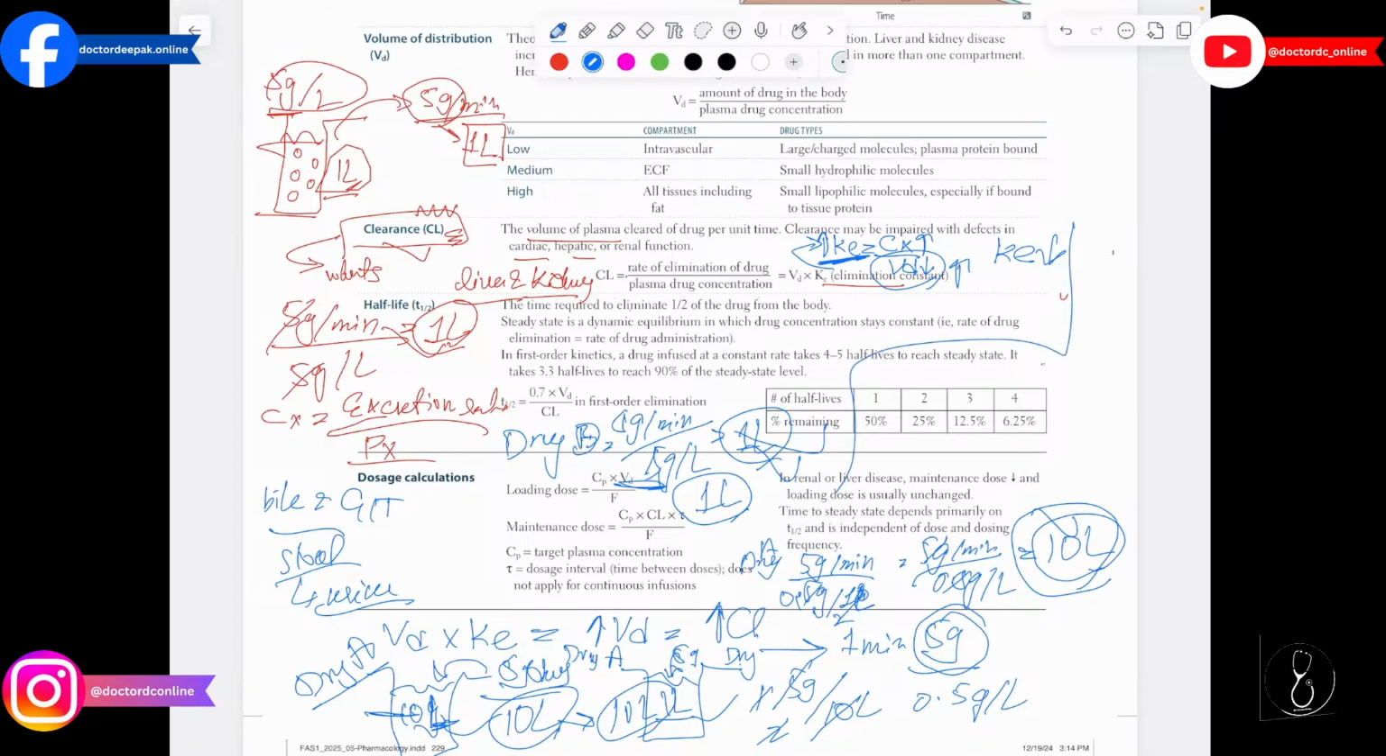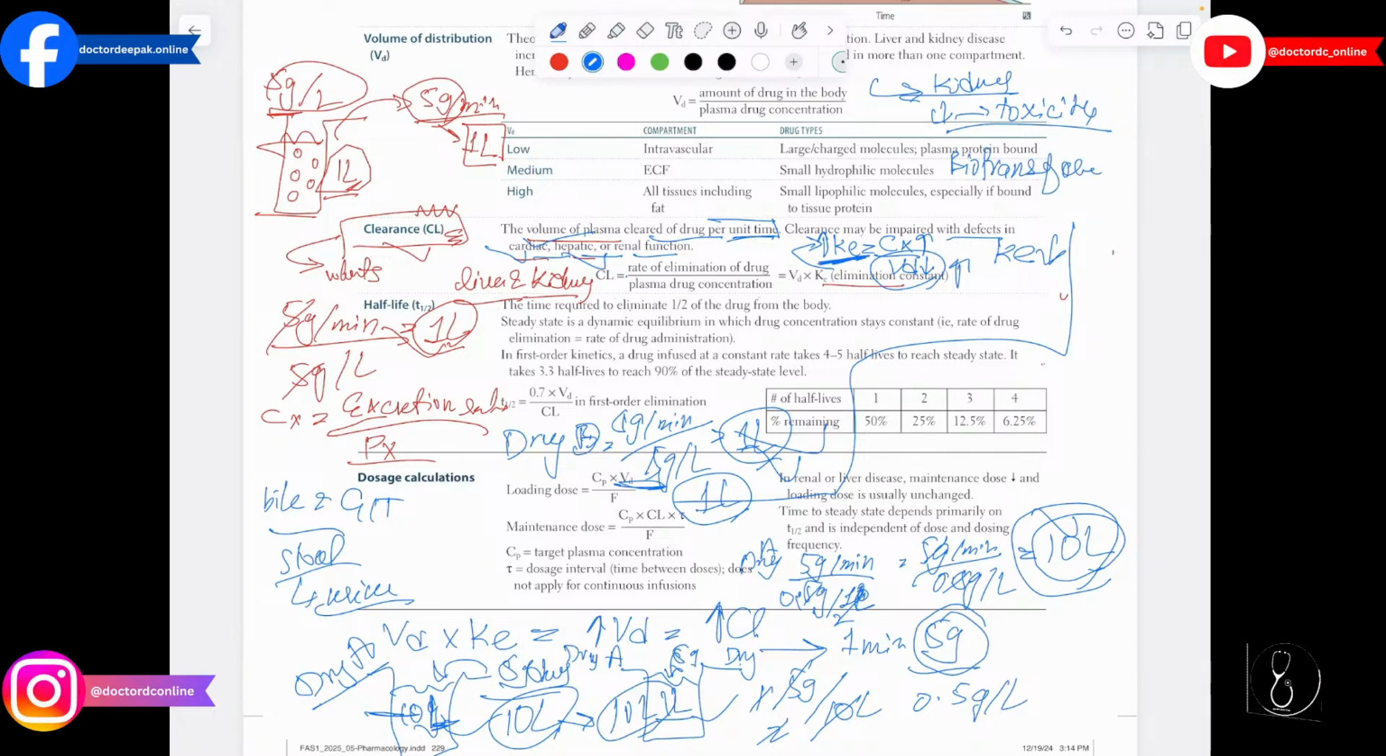And that's all about clearance. Again, the volume of plasma cleared of drug per unit time is called clearance, and it is also impaired with defects in cardiac, hepatic, and renal function. In cardiac dysfunction, blood is not pumped well by the heart, and it will not go to the kidney. So the drug will be cleared less, and it can result in toxicity. Same with the liver, where there is no biotransformation.